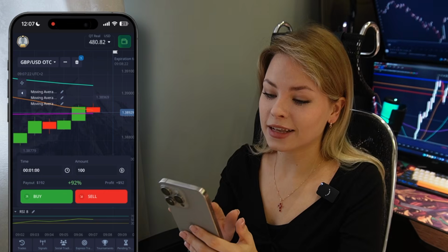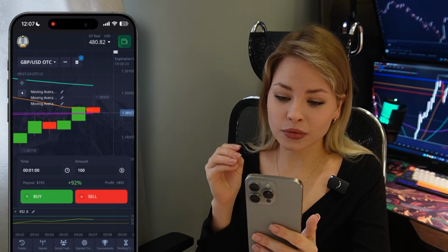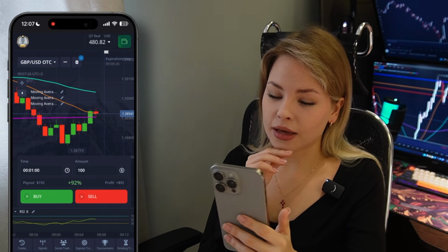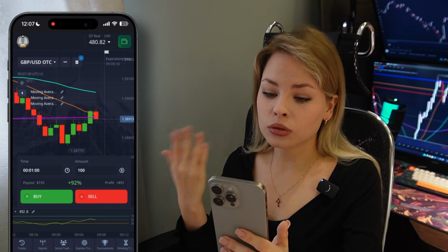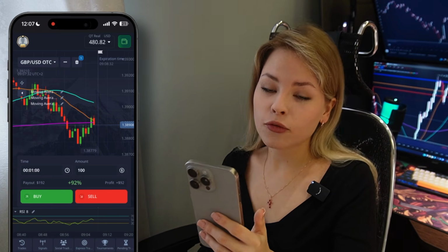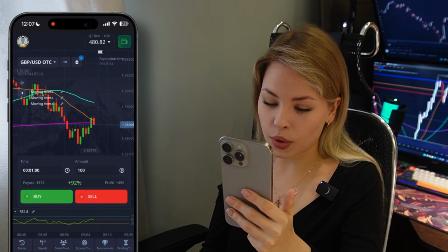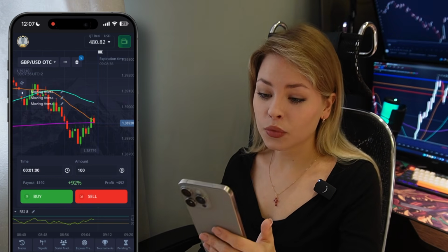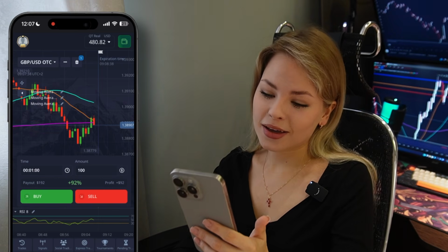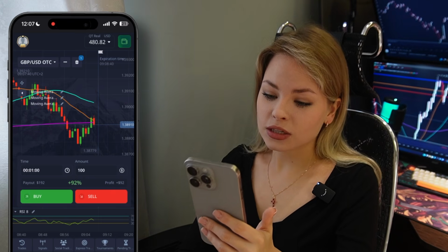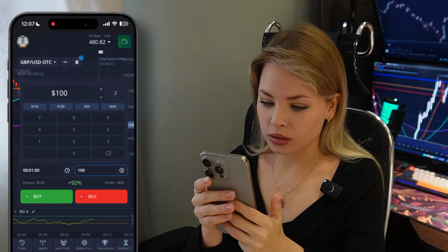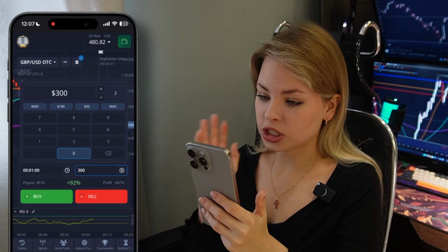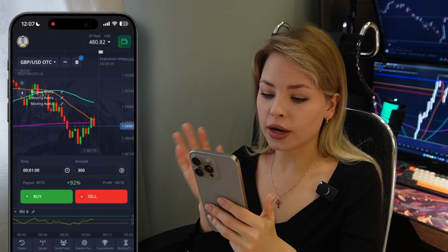Now just have a look that the asset is going down, and if I had entered this position 2 or 3 seconds later, I would lose my money. But fortunately, I was quite fast and now I just enjoy my profit. Yeah, so I'm changing the amount to $300. Yeah, I just want to finish this trading session quite fast.